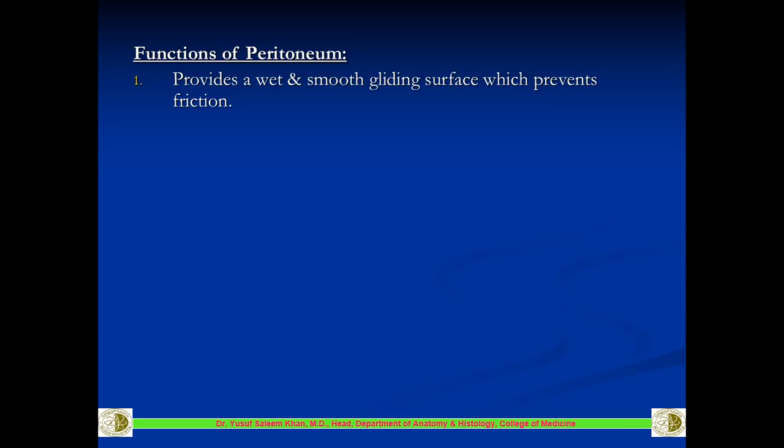So whenever any two organs come in contact with each other and start moving on each other, they will not have any friction because of the smooth gliding effect of the two layers of the peritoneum. And as you know, the peritoneal cavity will be filled with a small quantity of serous fluid. This is a serous cavity, and it will be filled with a very small quantity of serous fluid, almost 100 to 200 ml, which is normal. This acts like a lubricant within the abdomen.